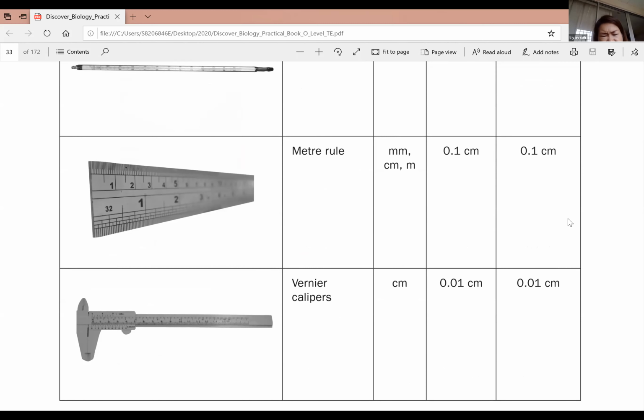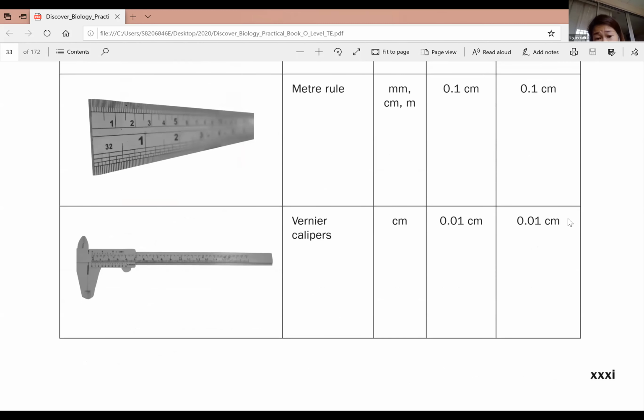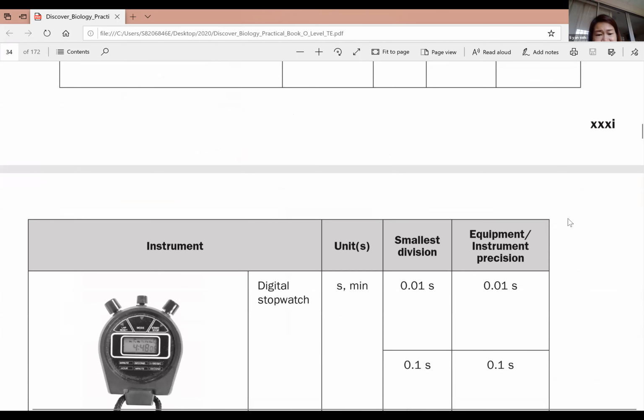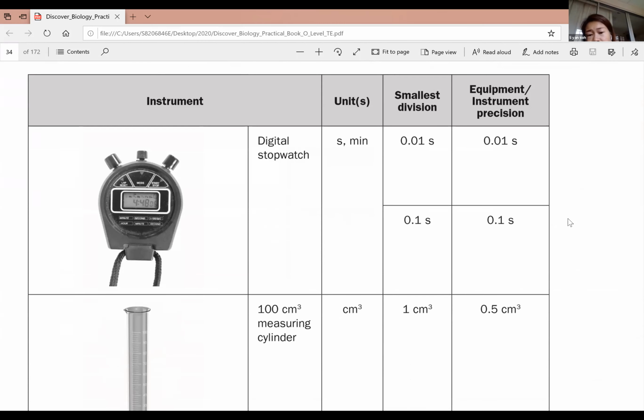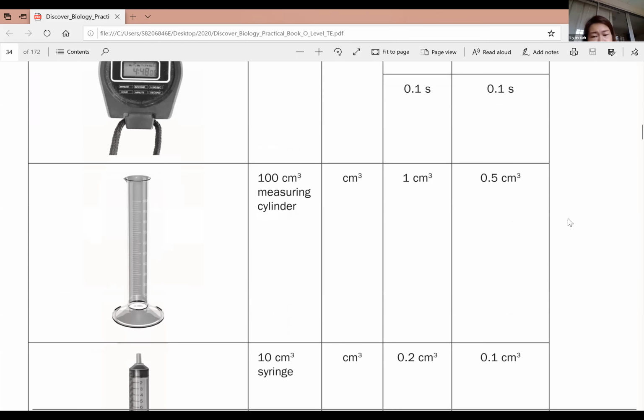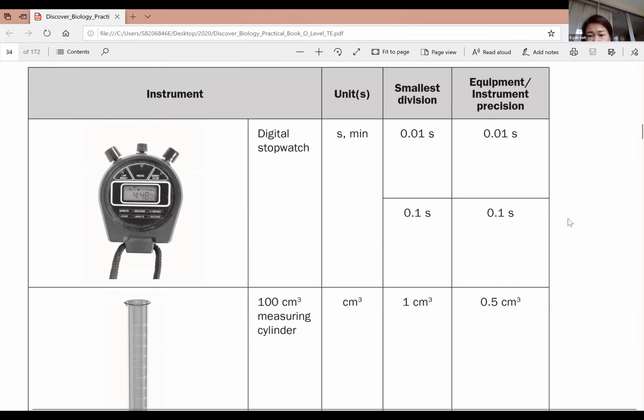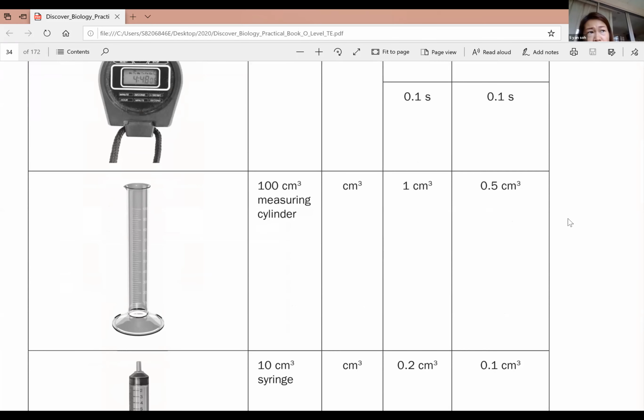Vernier caliper you can ignore because vernier caliper is for physics. We won't be using vernier caliper. So usually we're using ruler, it's 0.1 cm, 1 decimal place. Then for second as well, will be also 1 decimal place, like 4.5 second, 4.6 second. Then for measuring cylinder, usually will be 0.5. That means like 1.5 cm cube.